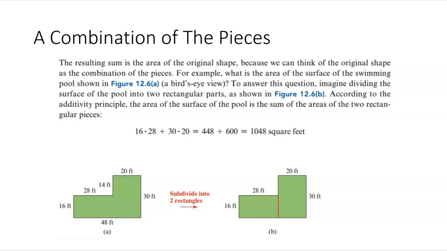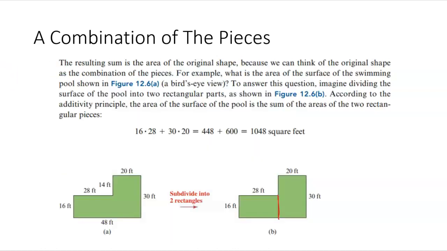Let's look here. If we've got this shape, for example, the surface area of a swimming pool, to answer this question, we could divide the surface into two rectangles, right? And maybe you're thinking, why did they do this? Couldn't they have done this? And the answer is yes. There are lots of different ways to subdivide and break things apart. You could also do this, and if you want to do more, you could do that too, right? We probably want to subdivide it into the least amount of pieces, but there are lots of different ways to do this.